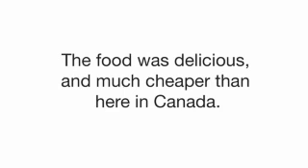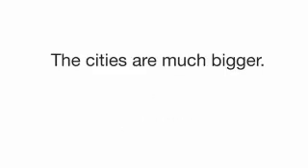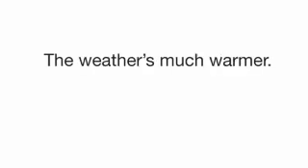Did you notice how Jim is using the word cheaper? He is making a comparison between food prices in China and Canada. You can add ER to some adjectives to compare 2 things, so cheap becomes cheaper. Jim made some more comparisons. The cities are much bigger. The weather's much warmer. Now listen to another way Jim makes comparisons.